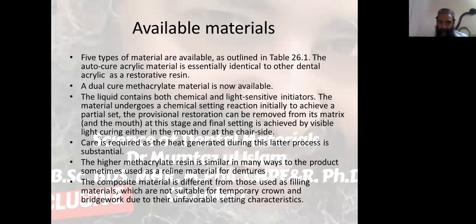This is for dual cure methacrylate material, not for the self cure denture base material. Care is required as the heat generated during this later process is substantial. Higher methacrylate resin is similar in many ways to the product sometimes used as a reline material for dentures.